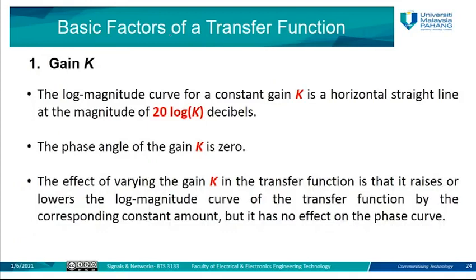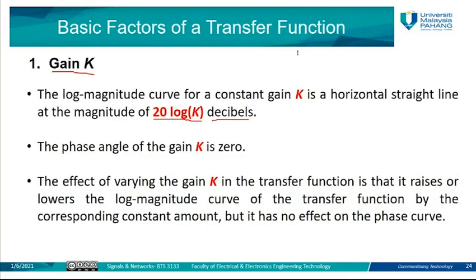The first one is the gain case. Again, if your transfer function has a constant number without any variables, just like 5, 10, 100, 13, whatever the number is, in order to draw the Bode plot for this gain, we need to draw the log magnitude and also the phase. For the log magnitude, it will be 20 log k. If k is equal to 5, it will be 20 log 5. If it is 100, it will be 20 log 100, in dB.